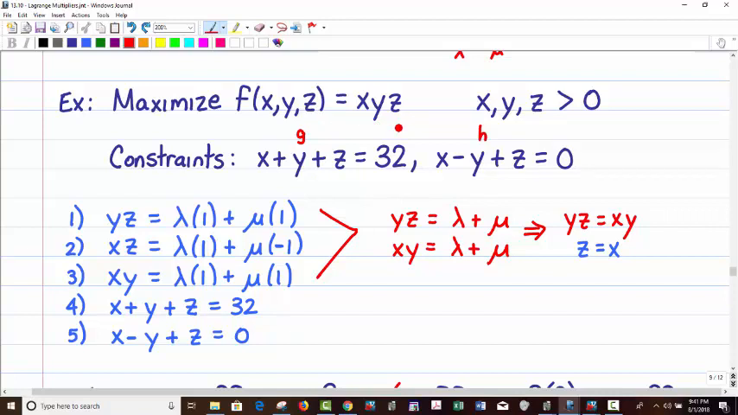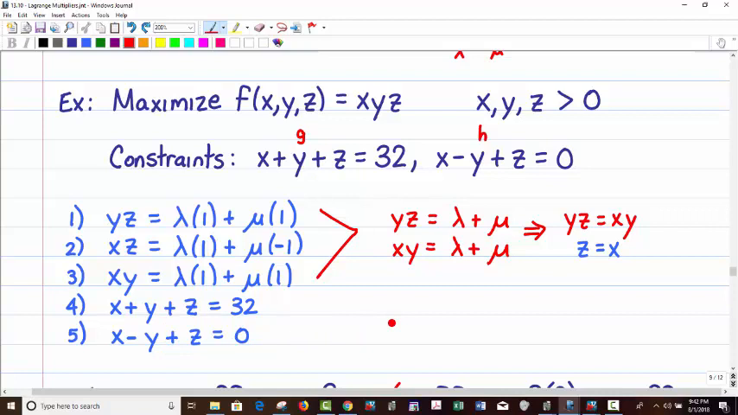So we set up the constraint equation. So the partials here will be yz, xz, xy. And then the constraints for lambda, x, y, z, we have one of each, so it'd be 1, 1, 1 for lambda. For mu, the partials will be 1, negative 1, 1. And then here are the two constraints.